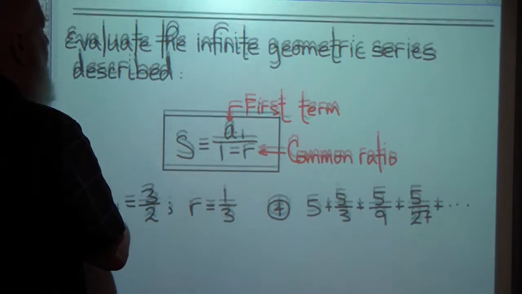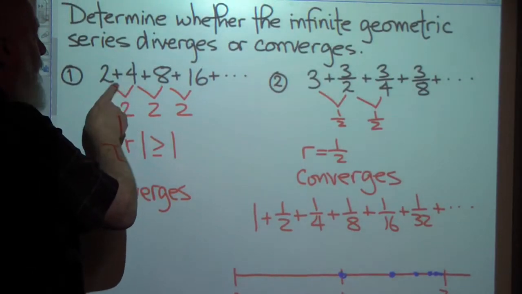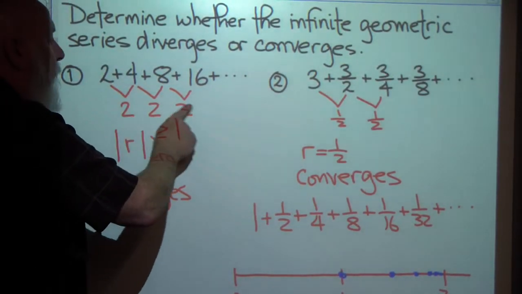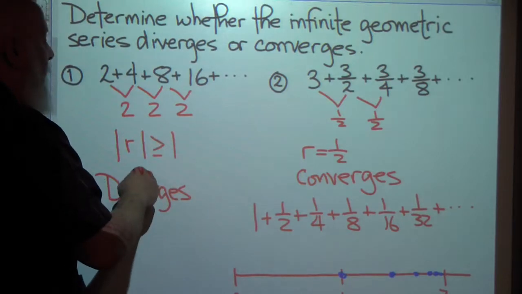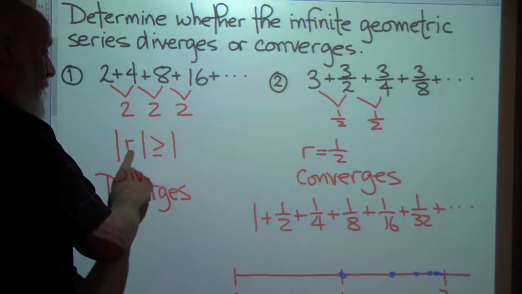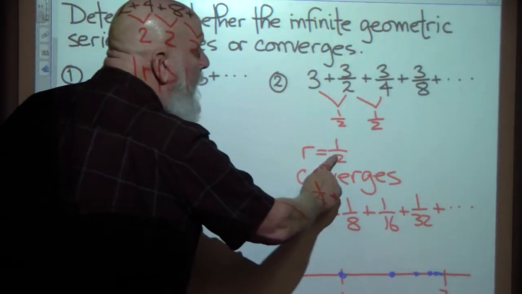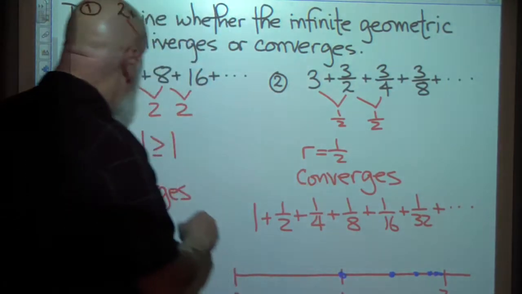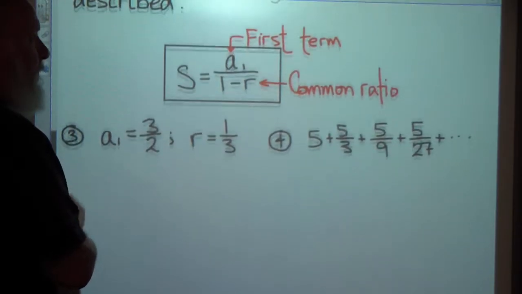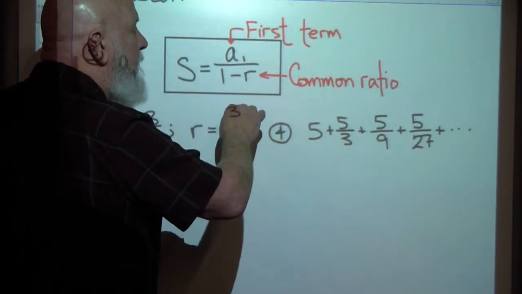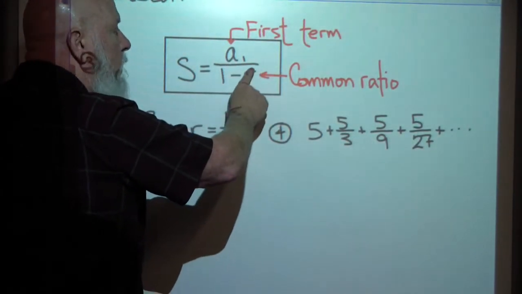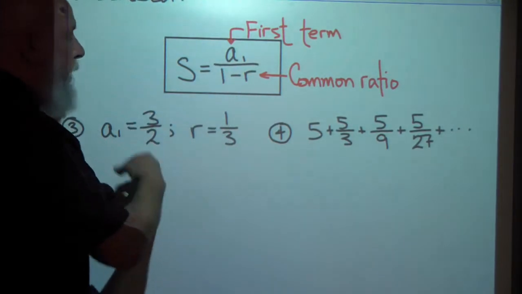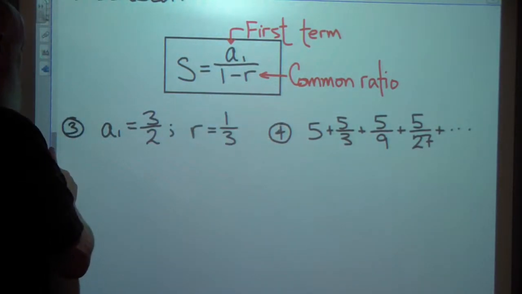And we can do that by simply dividing the terms, and if the common ratio R is not greater than or equal to 1, in other words, if it's between 0 and 1, then we can say that it converges and we can find the sum, and this little formula right here will give us the sum. Plug in the first term here, common ratio there, do the arithmetic. So let's take a look here.